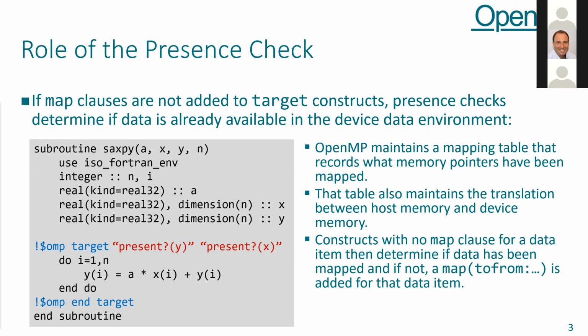That's a bit confusing at times because people think when they write a map to, they always initiate a data transfer. And there are modifiers for how you can do this. But the default behavior, unless you ask for otherwise, is to just do the presence check. If data is already present, then the map clause will not have an effect.